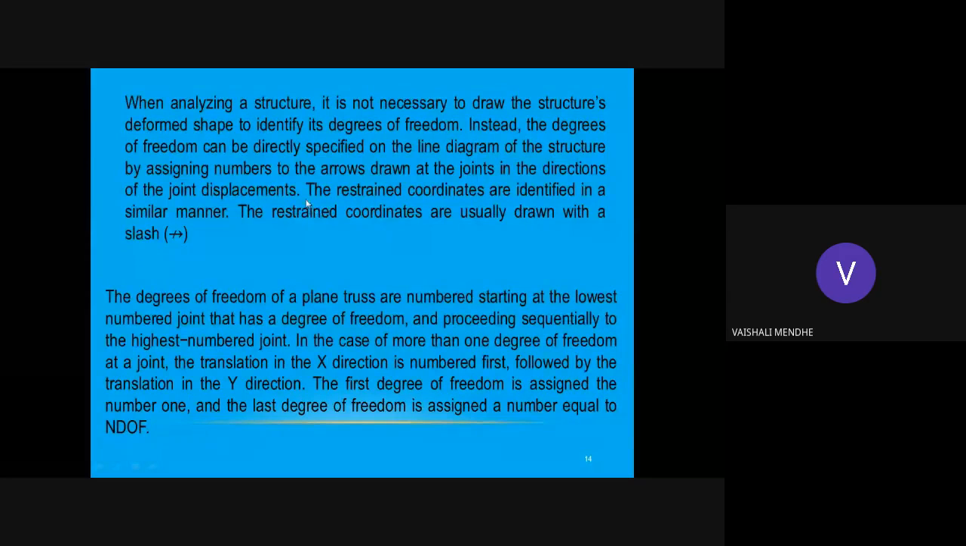The restraint coordinates are identified in a similar manner. The restraint coordinates are usually drawn with a slash. Means there will be an arrow, and if the arrow has this slash, the meaning is that it is a restraint coordinate or restraint code. That is, the coding along which the displacement is not possible we call the restraint code. Freedom code we show only with the arrow.